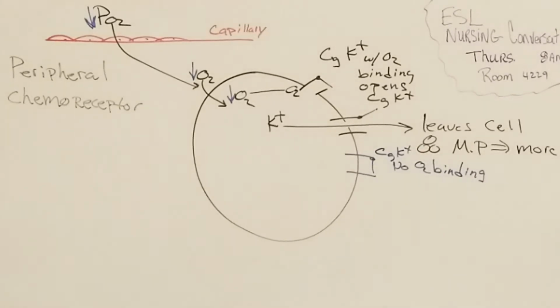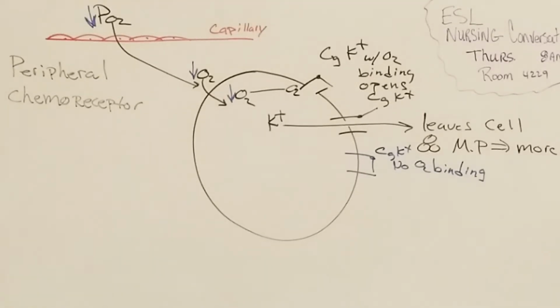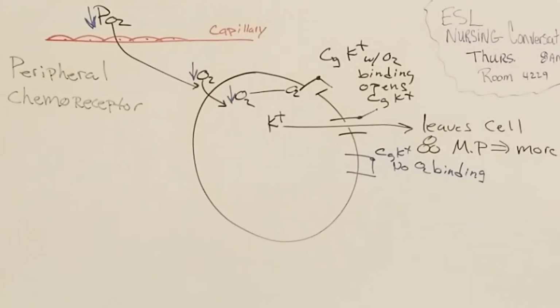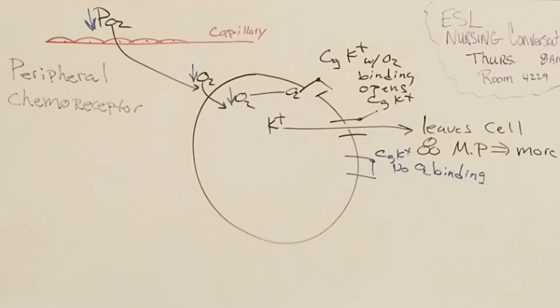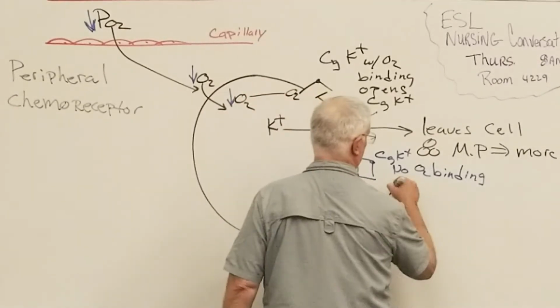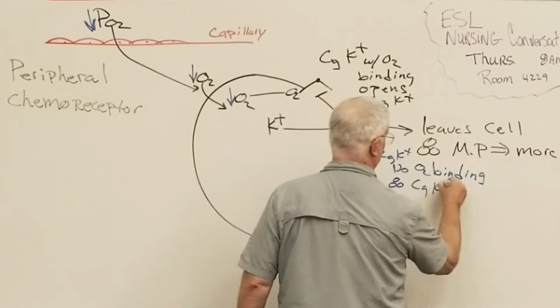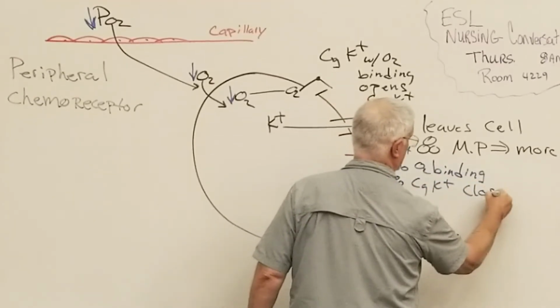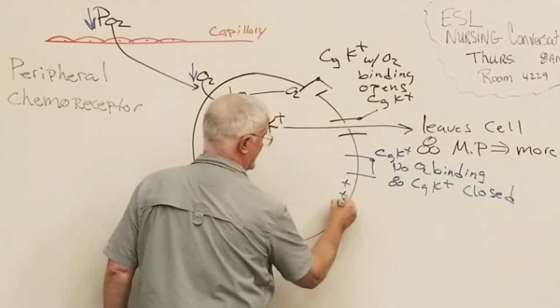Right, with a decrease in O2, you'd have fewer potassium channels open. What is that going to do, you think, to the membrane potential if there are fewer gated channels open for potassium to leave through? It's going to become more positive, right? Because there's less potassium leaving. So when these are closed, so therefore chemical gated potassium closed, the inside of the cell starts to become more positive.